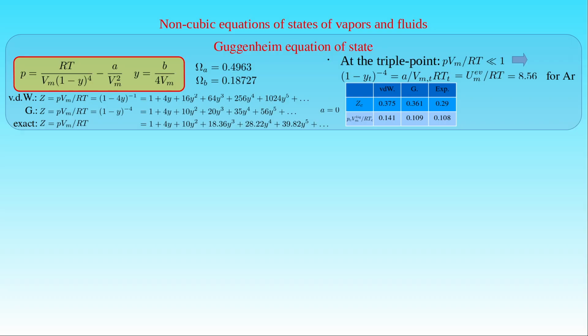The second table compares the ratios of temperatures and volumes evaluated for the 2 equations of state with the measured values for argon.